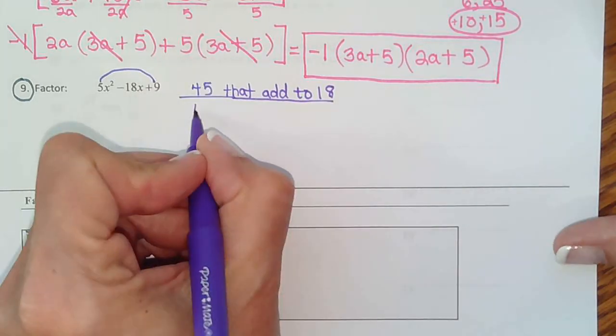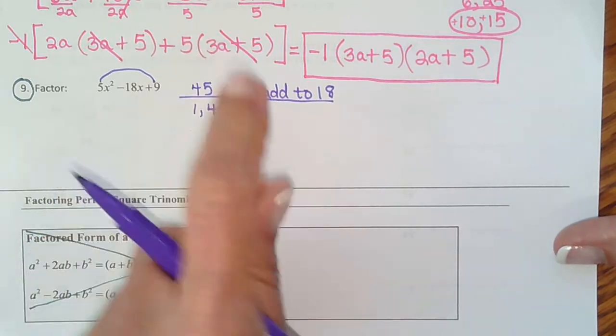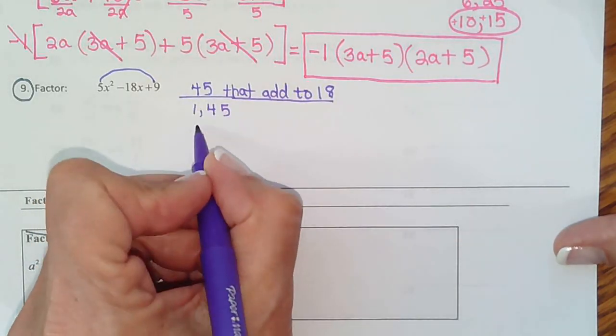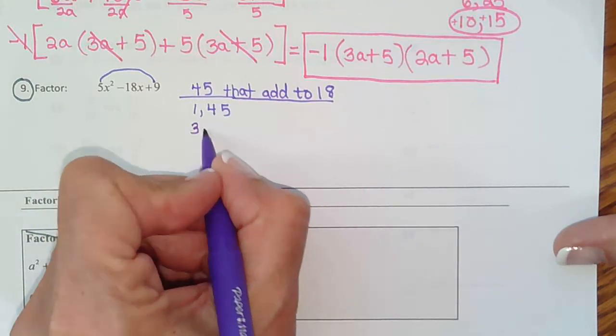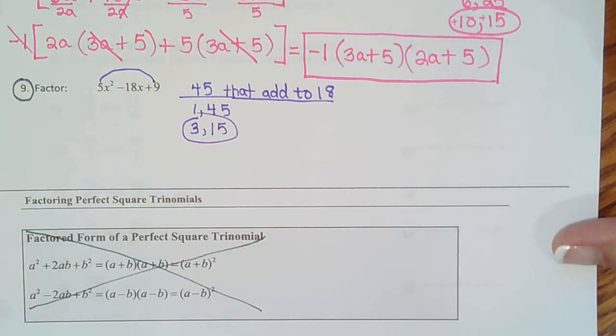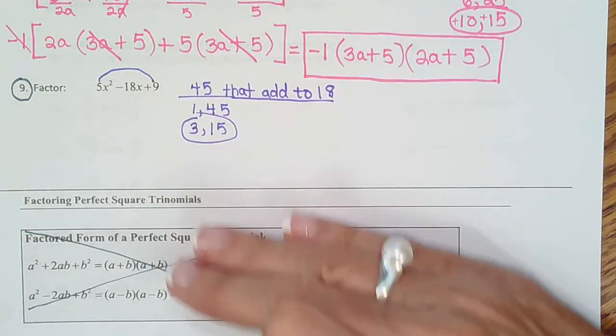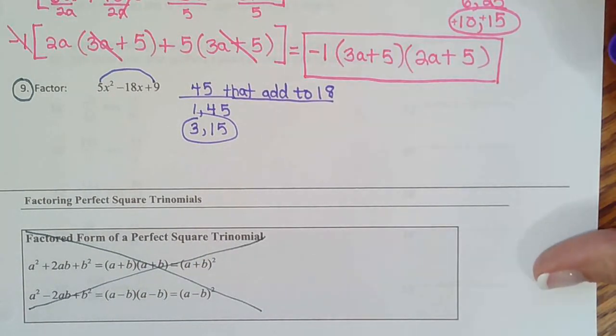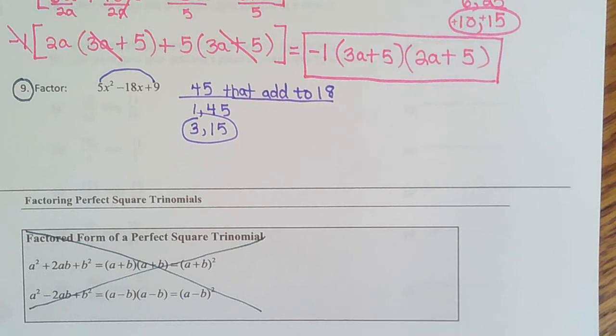So 1 and 45, I say to myself, does that add to 18? No. 2 doesn't go into a number that ends in 5. 3 and 15, does that add to 18? Yes. So then I know to stop rather than list all the factors of the number. I just keep checking each step of the way. Okay, now we have to do our signs.